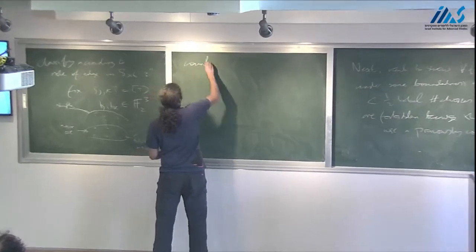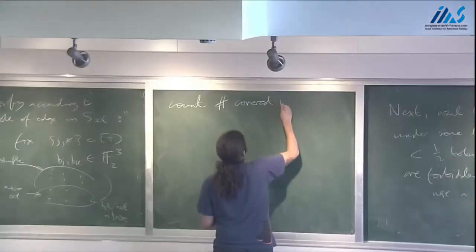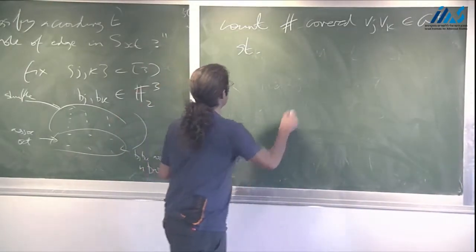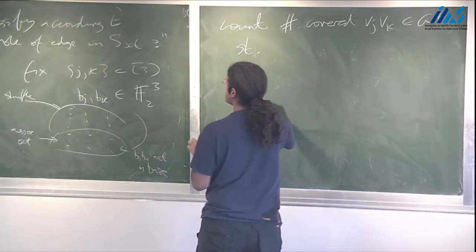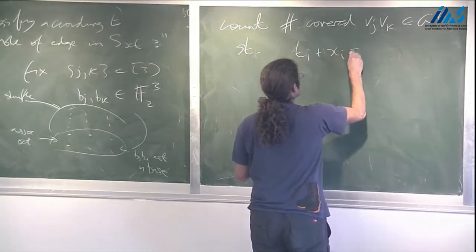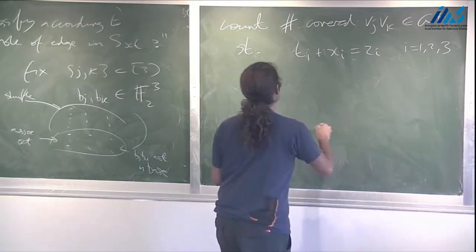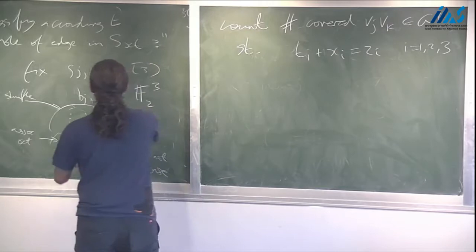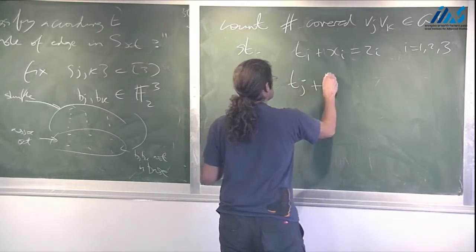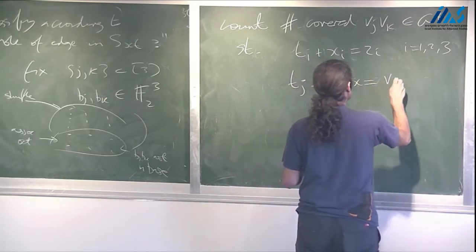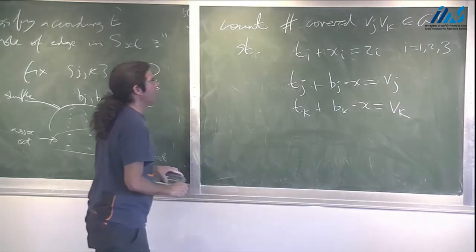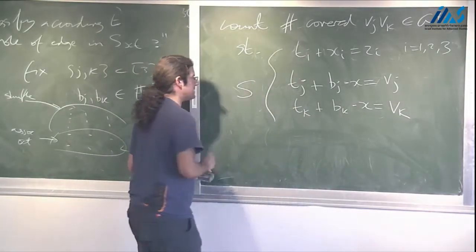We want to count the number of covered Vj, Vk in G star such that we have the equations for the shuffle, and we also have the equations which say that this edge is covered by this choice. So I've got some system of equations. Let me call this S, a system of equations.